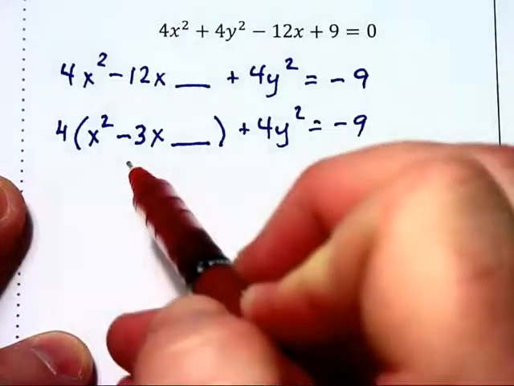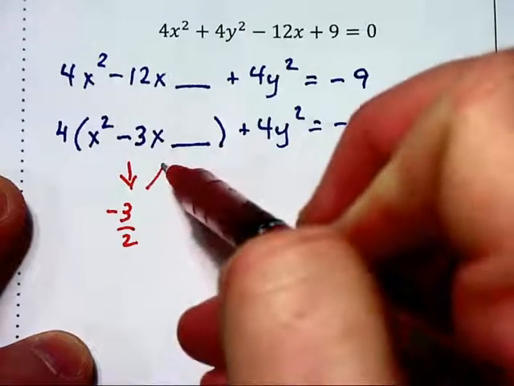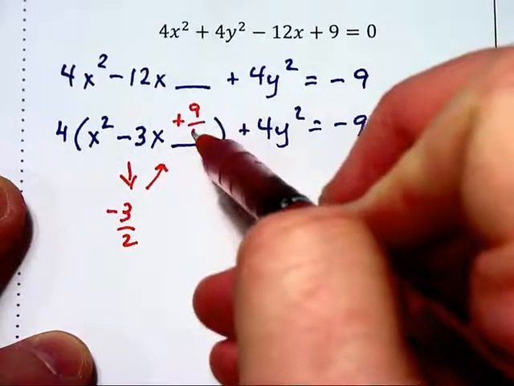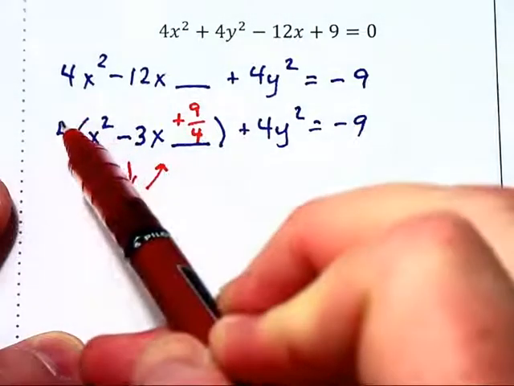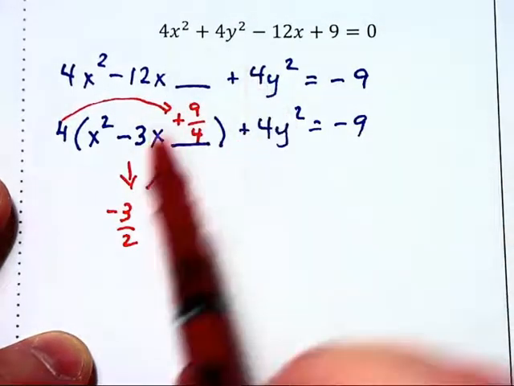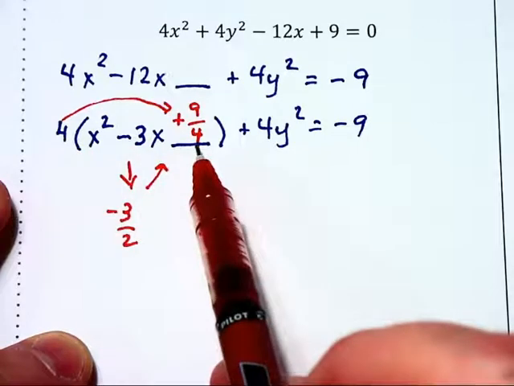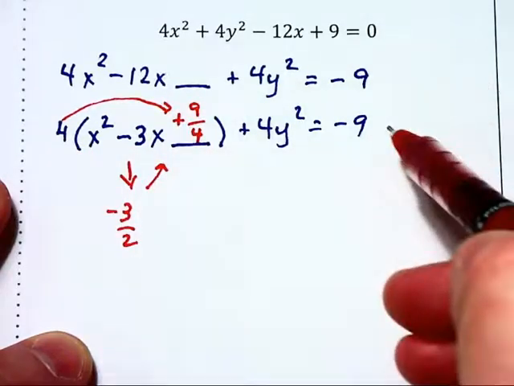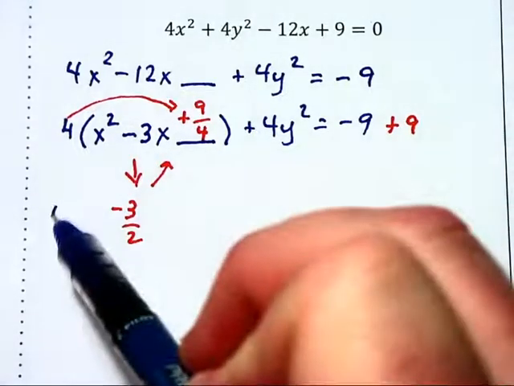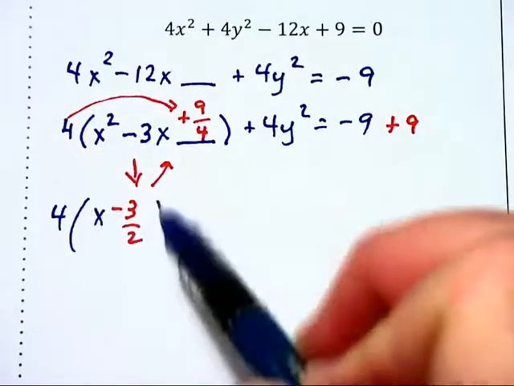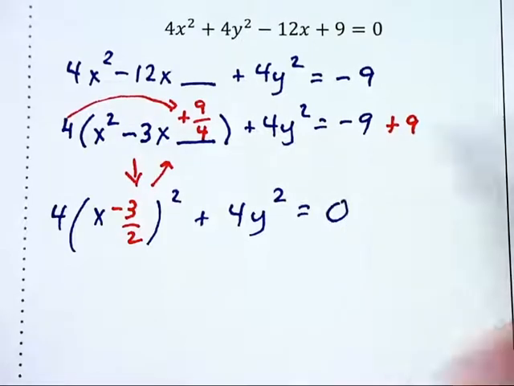Now we want to do our cut in half square routine. So negative 3 cuts in half to negative 3 halves, and that squares to 9/4. Now that's not really a 9/4 because there's a 4 out front that distributes to it. That's really a 9 that we've added into the blank because the 4's cancel. Since we've added 9 to the left, we need to add 9 to the right. And we now have 4 times x minus 3 halves squared plus 4y squared equals 0.